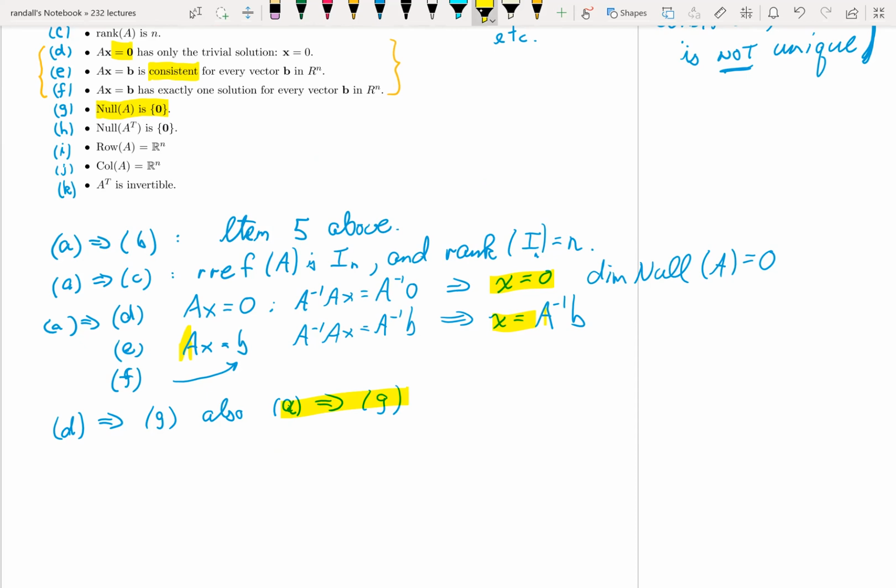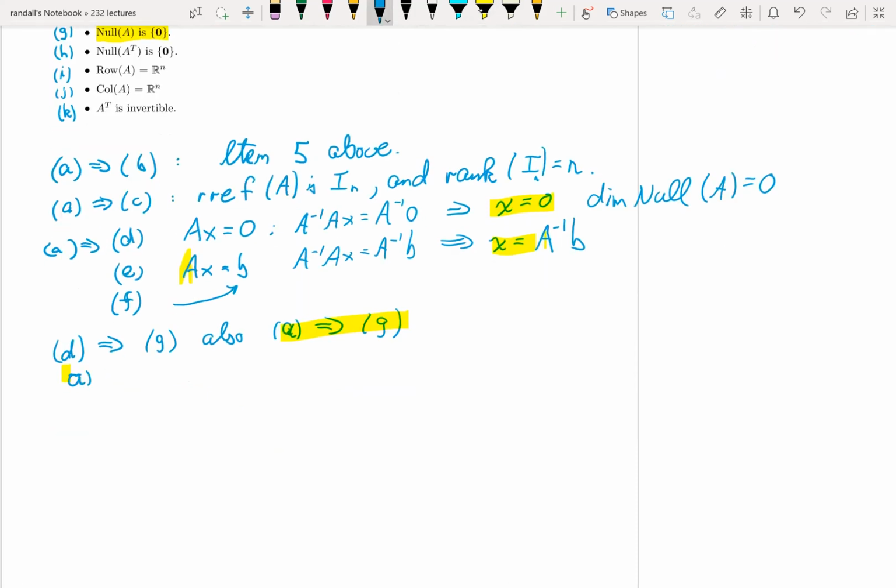A implies H. Okay, let's do that one. Now, notice H is about the transpose. H says that the null space of A transpose is 0. So what do you think of that?